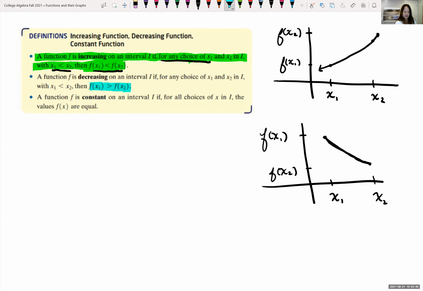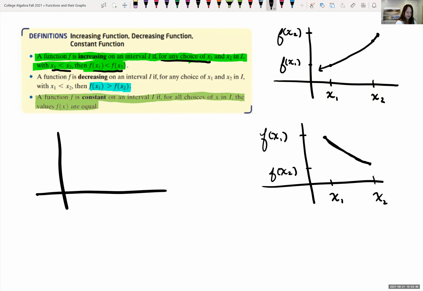And the last one, we can see if it's constant. A function is said to be constant on an interval I if, when you choose any x in I, the values of f of x are the same. So this is telling me I have a horizontal line. If I have some x sub 1 here, some x sub 2 here, or any value in between, f of x sub 1 is the same as f of x sub 2. It's a horizontal line.